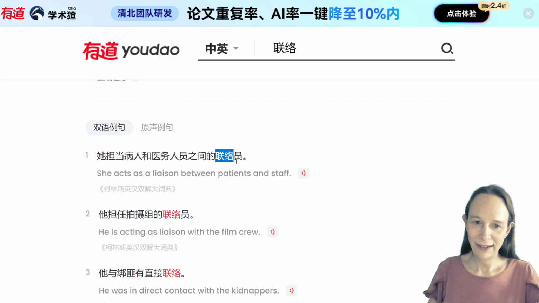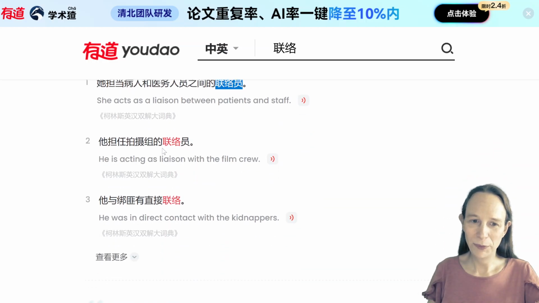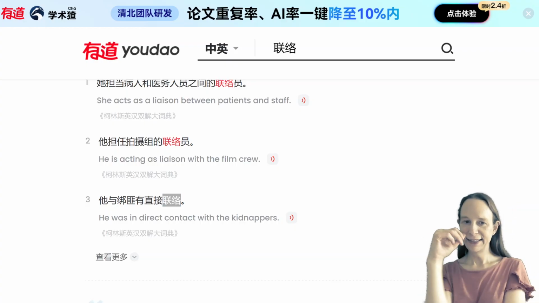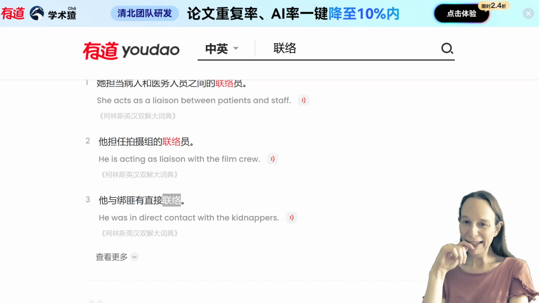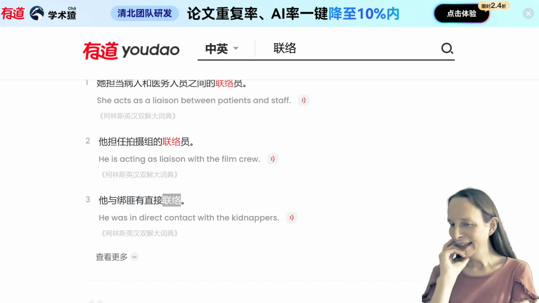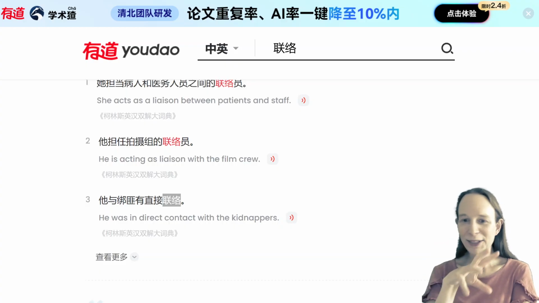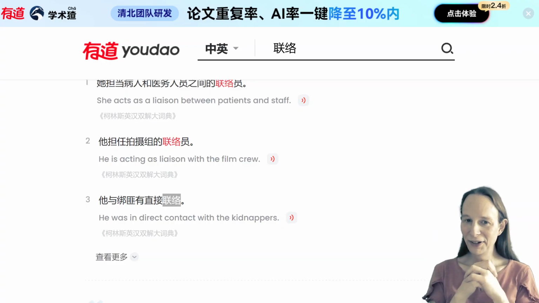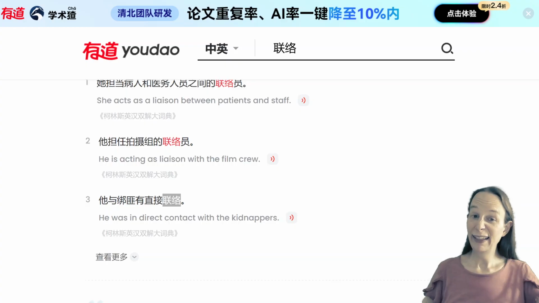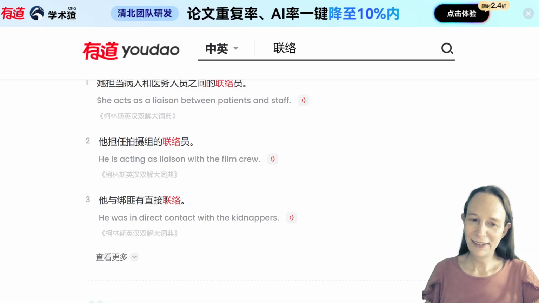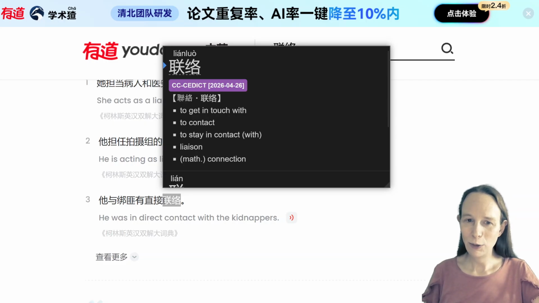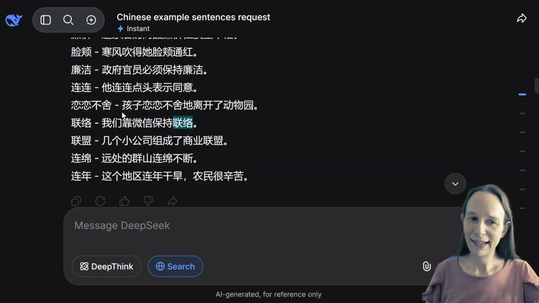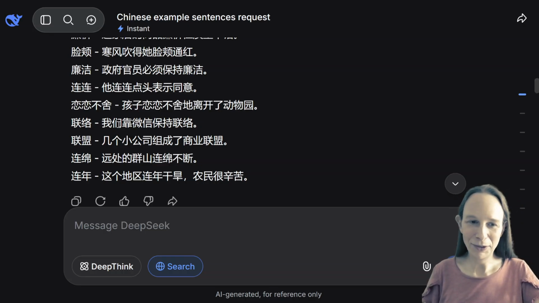联络员. It sounds more formal, in a more formal context. Maybe 联系 is more concrete in that there's a specific instance of communication, whereas 联络 is the general ability to communicate. Something like that. I don't know. Stay in contact. Really hard for me to tell the difference. I feel like it's really not that important.